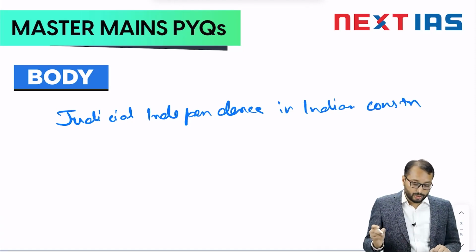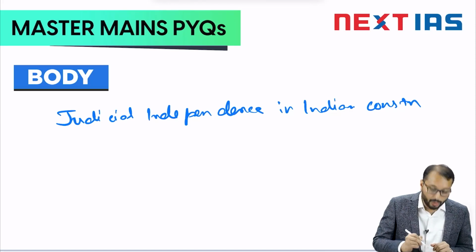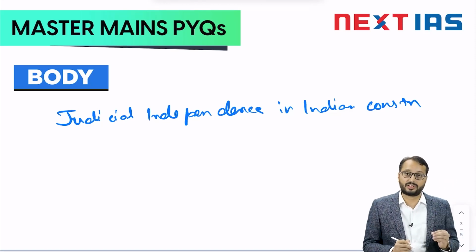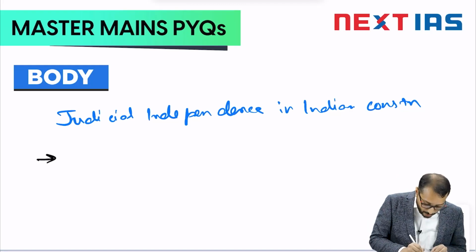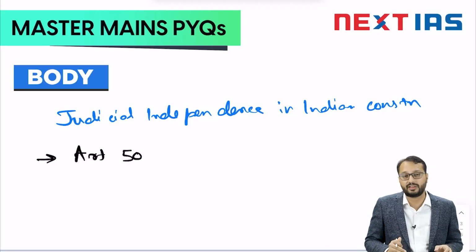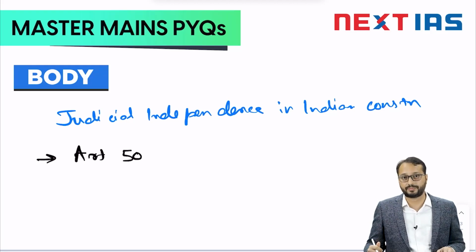Right. So, judicial independence in the Indian Constitution, how can we locate it? The very first observation that you need to focus on is Article 50. What does Article 50 say? Article 50 says that the judiciary should be separated from the executive and legislature.